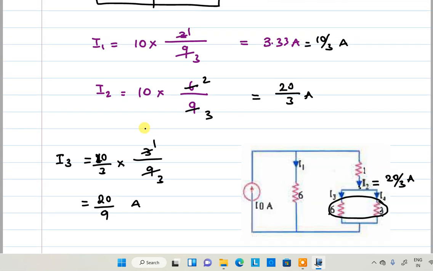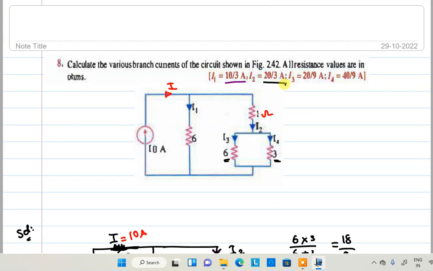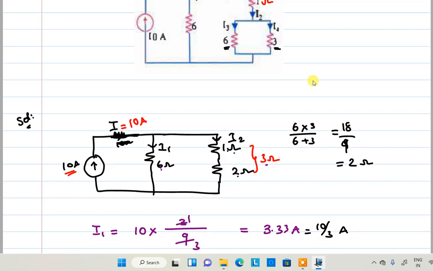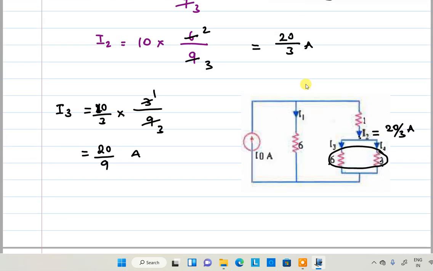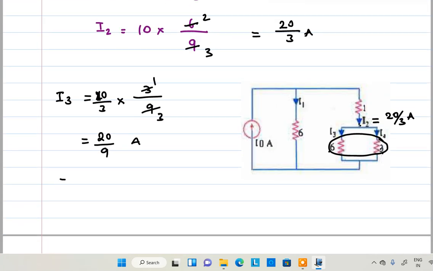What is the current now? 20 by 9 amperes. See here, 20 by 9 amperes. Next I4. I4 is equal to, again, total current 20 by 3 into opposite for I4, right? Opposite is 6 divided by total 9. 2 times, 3 times. That will be equivalent to 40 by 9 amperes.